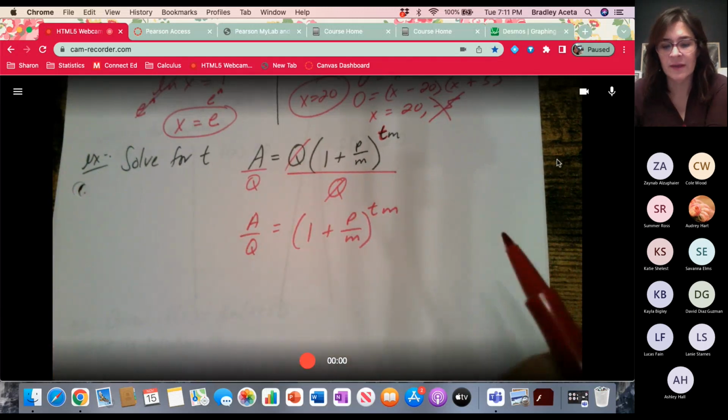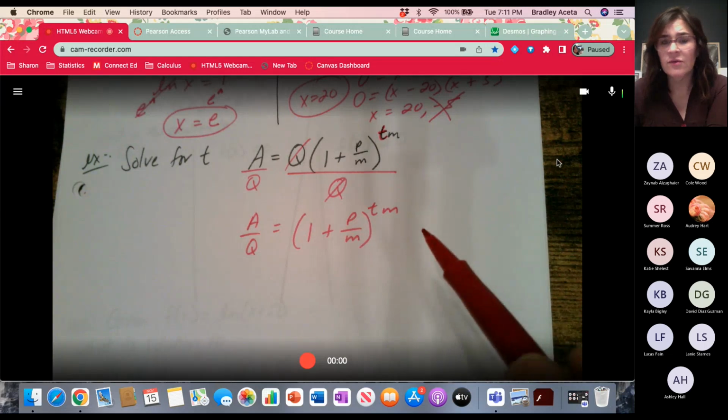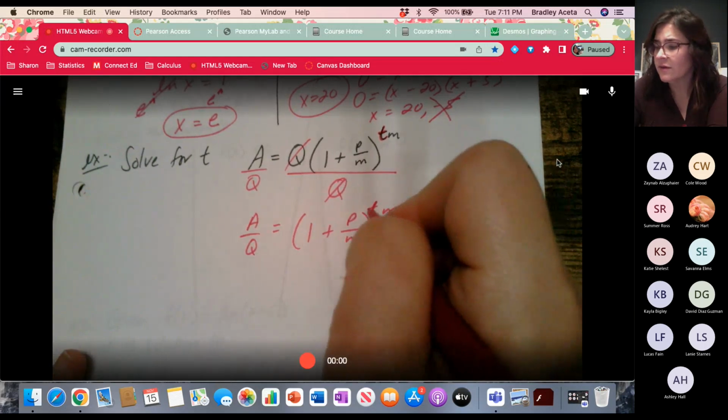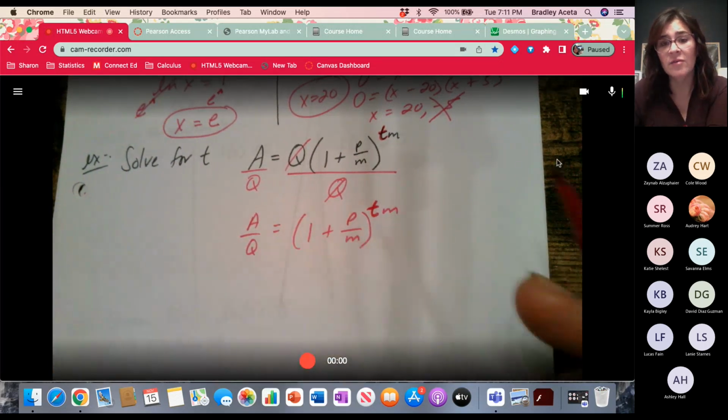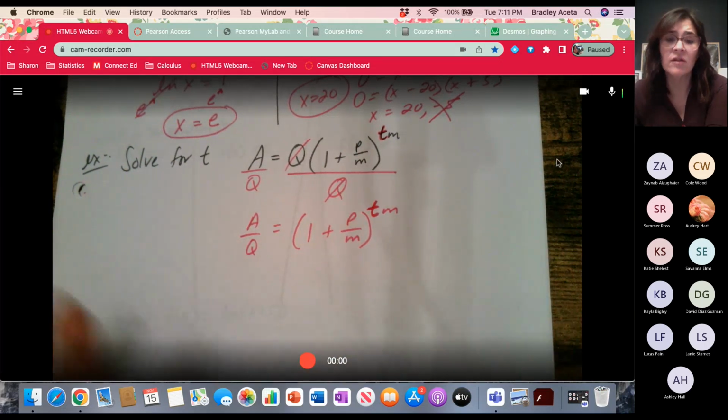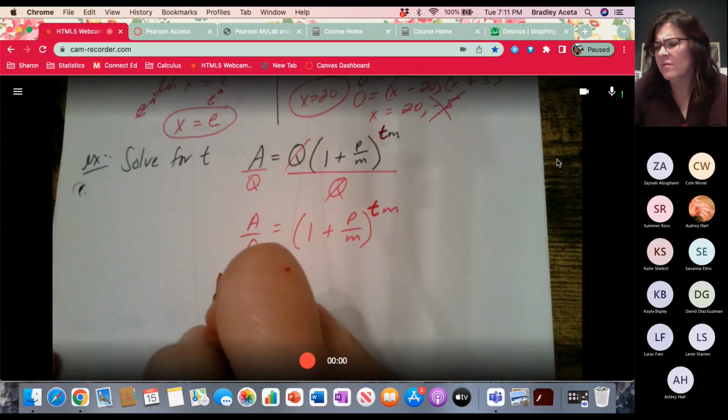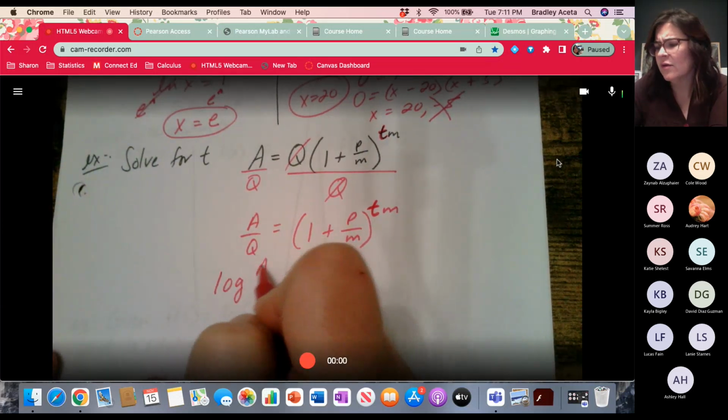Okay. Now, to undo, again, we're solving for t. To get that guy down in front, you have to log both sides or ln both sides. I'm actually going to log this time. I don't think it would matter, but I'm just going to write the word log on both sides.